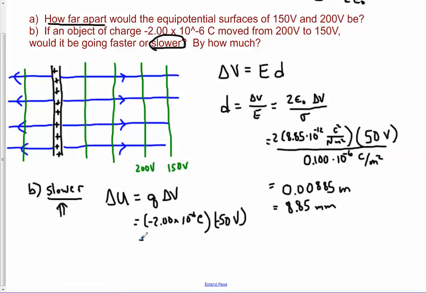Okay, so when I work this out, I get a positive, right? I get 0.0001 00, and that would be joules. 0.1 millijoules, if you like. And that's positive. So the potential energy goes up.